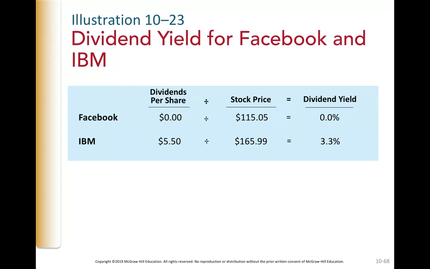Let's look at their dividend yield. Facebook does not pay out dividends. So when you take dividends per share divided by stock price, they get a dividend yield of 0%. IBM comes out with a dividend yield of 3.3%.